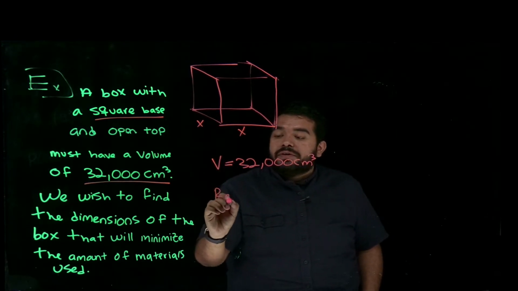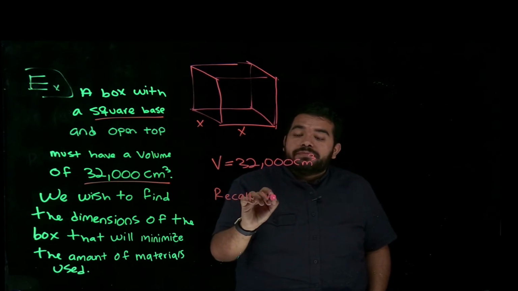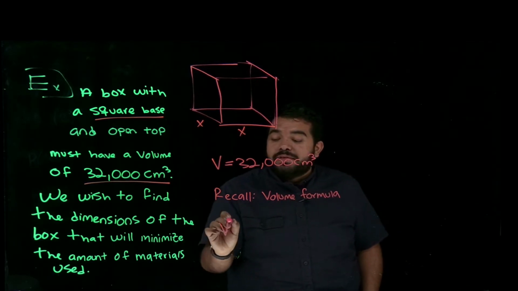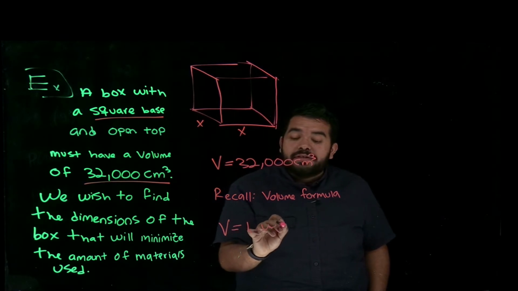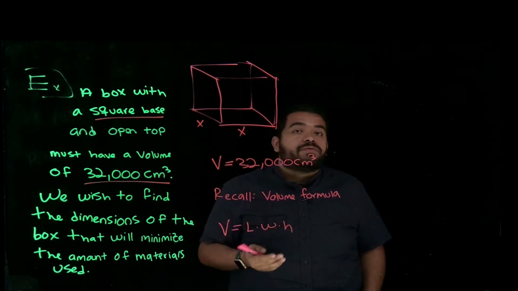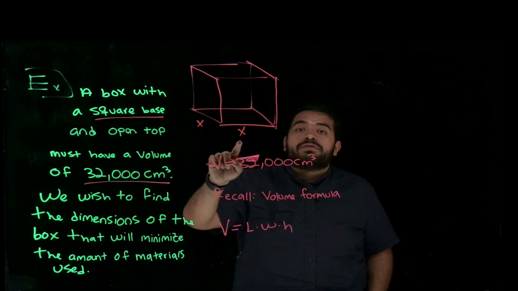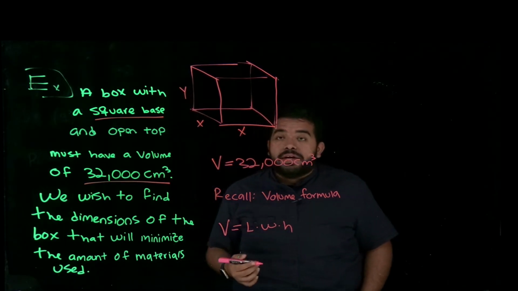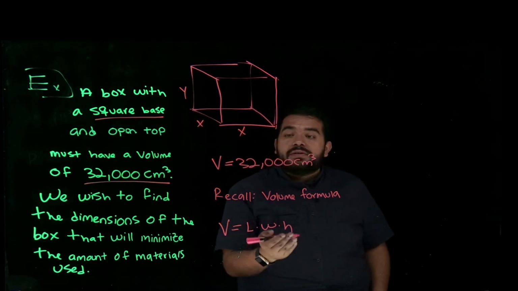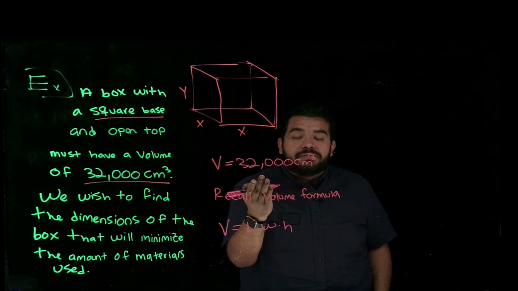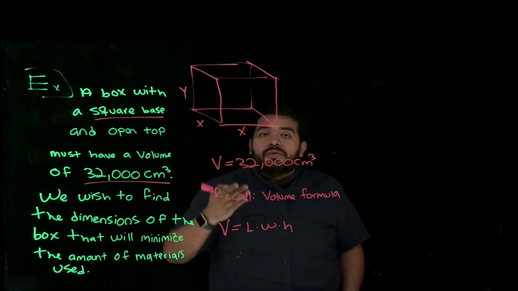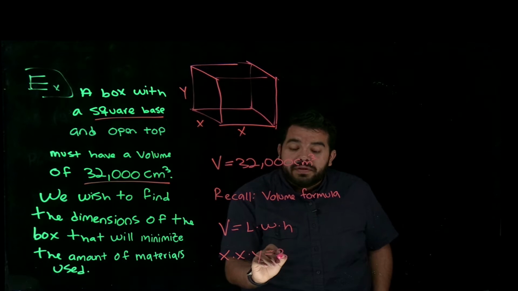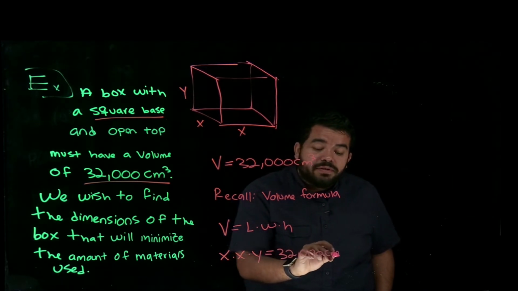If you remember, I'll recall the volume formula. For a figure like this, V is equal to length times width times height. We know that our figure has a square base, so the length and the width are going to be the same. What about the height? It's not given to us, so for that reason I'll use a y here. Keep in mind that when you multiply this, we have to get this number. This is a given. We have to respect it. So using these variables, we have to satisfy this condition, and it's going to be x times x times y is equal to 32,000 centimeters cubed.